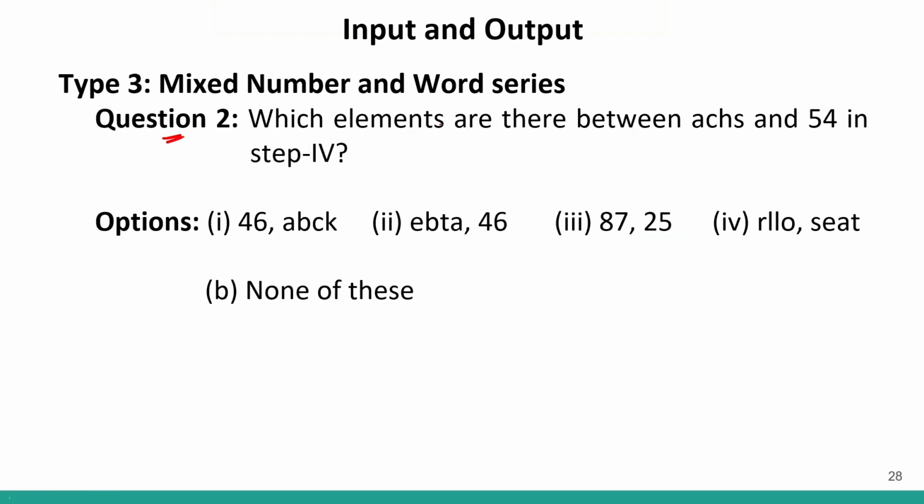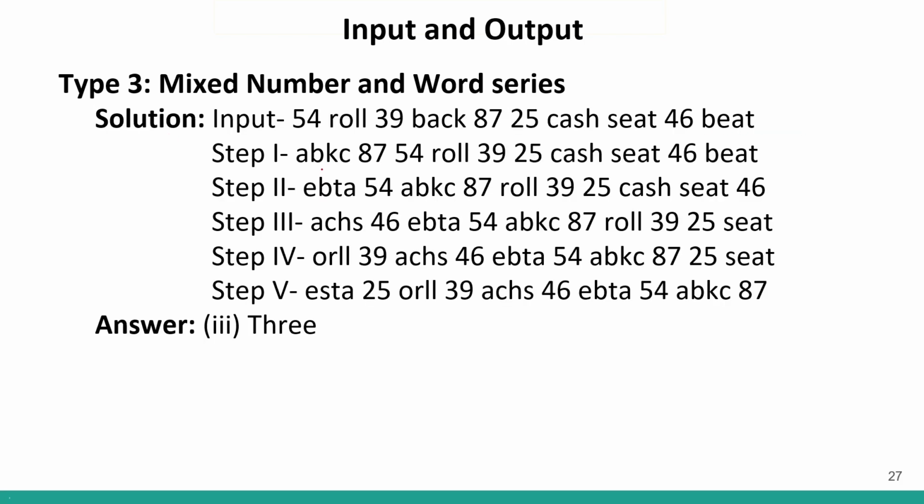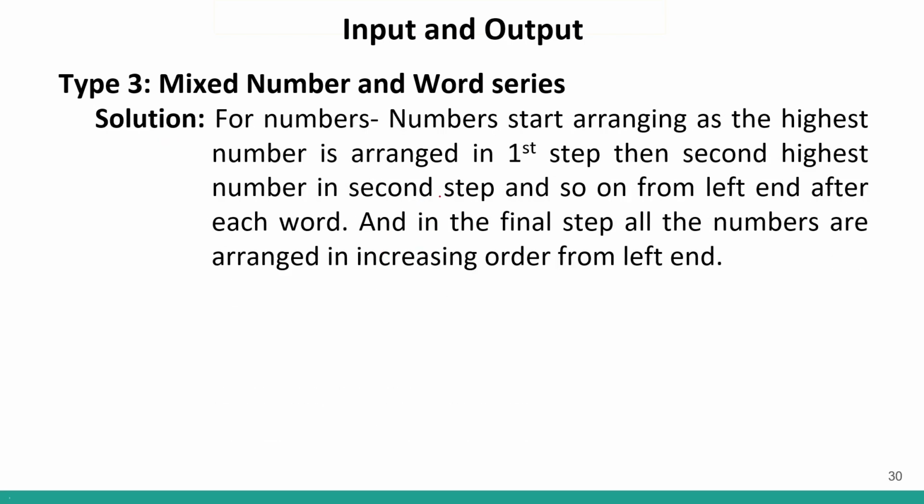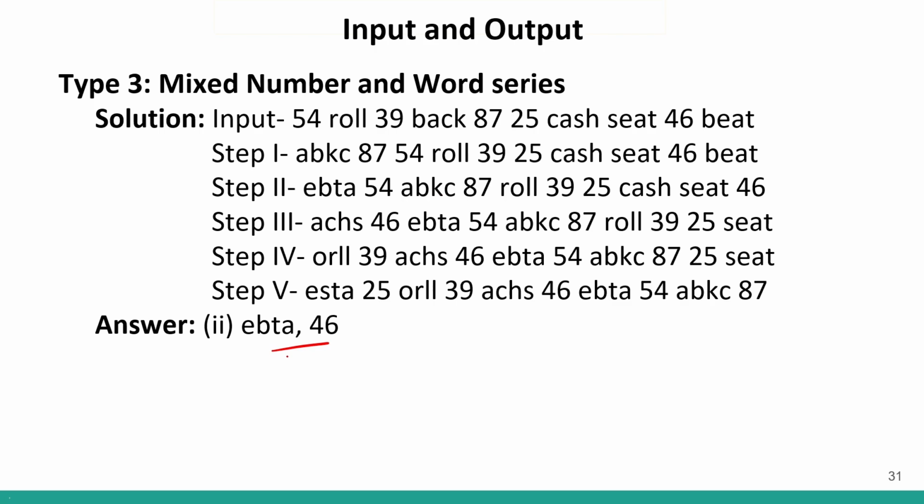Question number 2. Which elements are there between ACHS and 54 in step 4? So step 4 is this one, ACHS and 54. Between this, we have 46 and EBTA. Correct? We have 46 and EBTA. So 46 and EBTA is given in option number 2. So option number 2 will be the correct answer to this question. Clear?